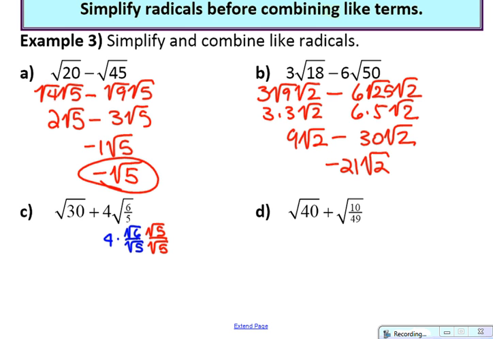And so we get this. 4 times square root of 5 times square root of 6 is going to be the square root of 30, over square root of 5 times square root of 5 is 5.